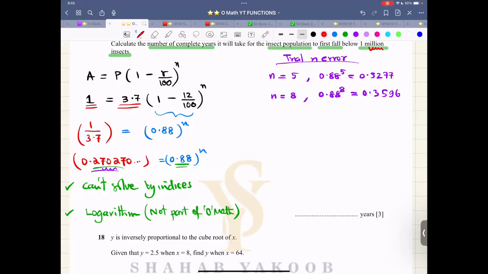Let me choose another number. n equals 10. 0.88 raised to the power of 10. Let me evaluate this. So 0.88 raised to the power of 10 is coming out to be 0.2785.